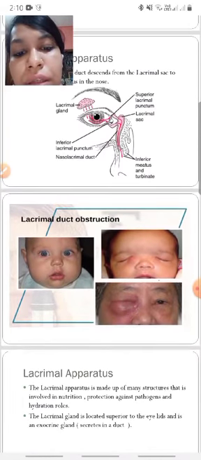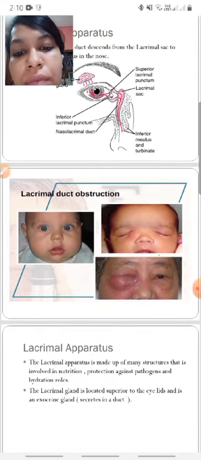Now in certain conditions, which is very common, certain babies come with a congenital NLD obstruction, the condition in which the nasolacrimal duct fails to canalize, leading to persistent watering of the eye as the tears fail to drain through the nose. The child will come with epiphora or watering eye, and sometimes if infection supervenes, then the child will have pain, acute inflammation, and a condition known as acute dacryocystitis.